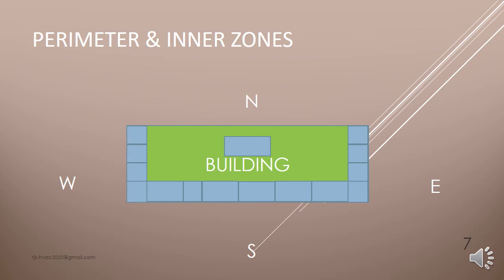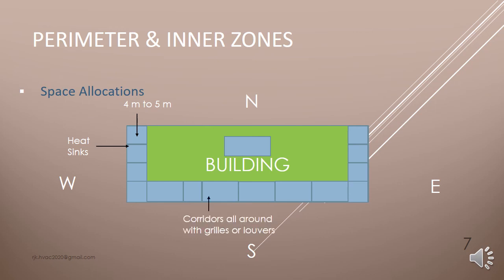Perimeter and inner zones. Space allocations. The perimeter zones extends up to 4 to 5 meter from the external wall, which has the maximum heat gain in the summers and cold effect in the winters. These spaces can be allocated for the enclosed rooms and utility areas so as to build a heat sinks and limit the spread of heat in the inner areas. Also, we can have corridors all around with grills or louvers.